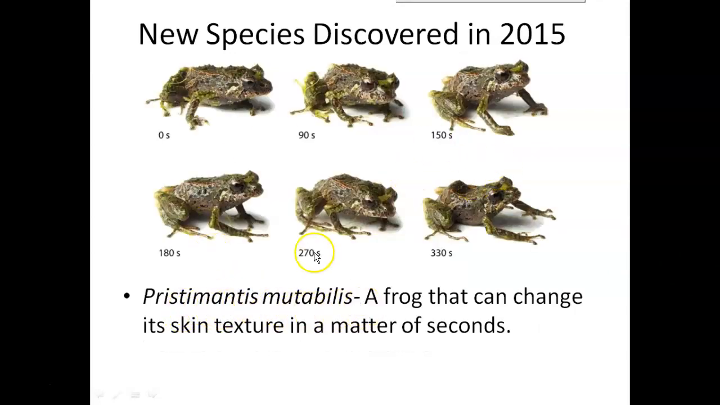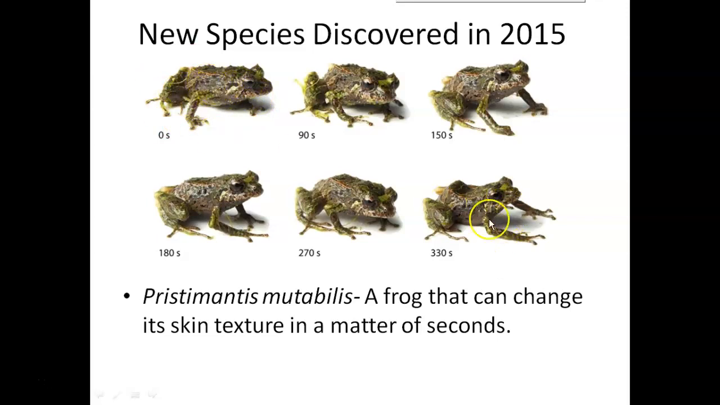The Prismantis mutabilis is a frog that can actually change its skin texture. So if we're looking here, here's a time frame: 0 seconds, 90 seconds, 150 seconds. So what they did is they took a picture every 30 to 60 seconds or so, and they actually noticed that this frog, so some animals have the ability to change their colors, some animals have their ability to change their skin texture.